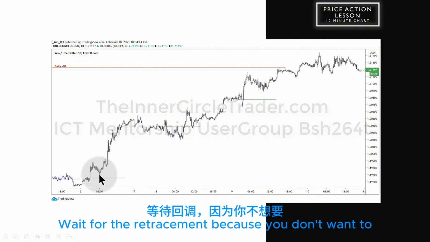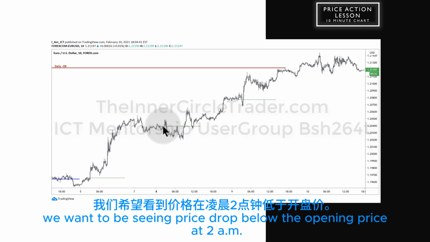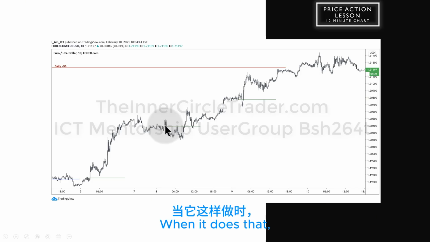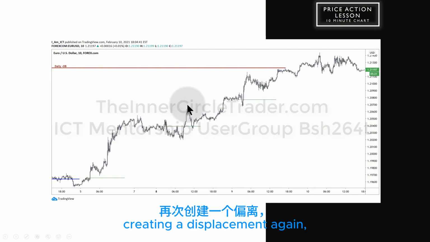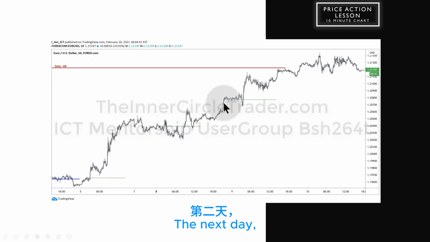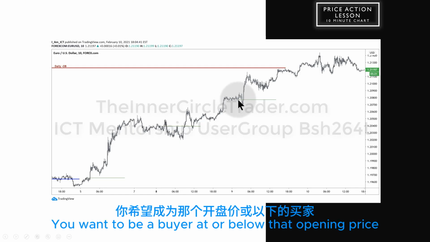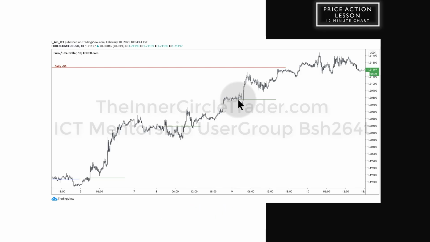Wait for the retracement because you don't want to chase price. You want to buy it at a discount. It runs higher and then consolidates the next day. At 2 o'clock in the morning, again, we want to see price drop below the opening price at 2 a.m. When it does that, it will accumulate long positions. Then the algorithm will run higher, creating a displacement again, rebalance, and still move higher. The next day, same thing, 2 o'clock in the morning, you want to be a buyer at or below that opening price for London setups.